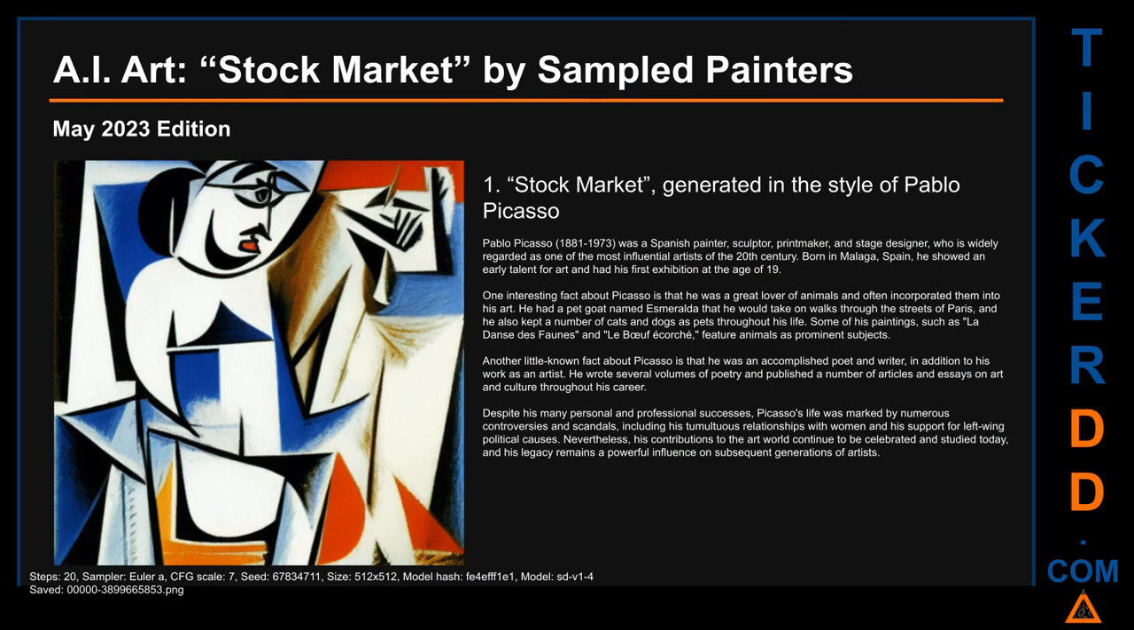We wanted to be more entertaining, so here are some arts that were generated by artificial intelligence. In this initial installation, we asked a deep learning model that had been trained with over 5 billion images to paint an image of the literal term stock market by using the style of specific well-known artists. Here is stock market, generated in the style of Pablo Picasso.